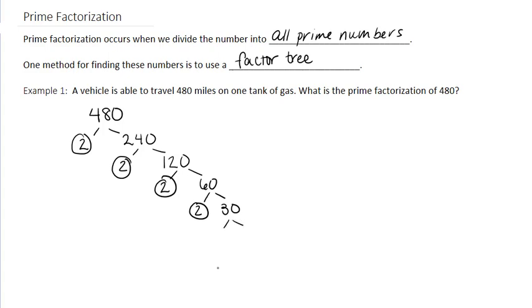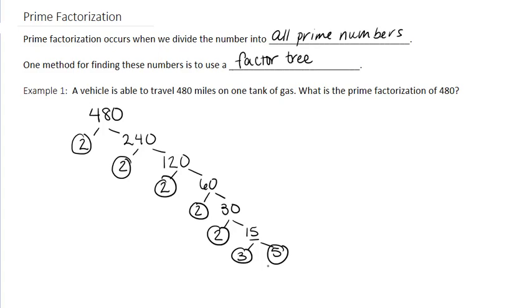So 30 can be divided by 2 again. 30 divided by 2 is 15. We circle the 2. Now we're here at 15. 15 is not even, so we have to use a different number to divide out. 15 can be divided by 3, and 15 divided by 3 is 5. 3 is a prime number, and 5 is a prime number, so we circle them to indicate that we are done dividing that number out as far as we can.